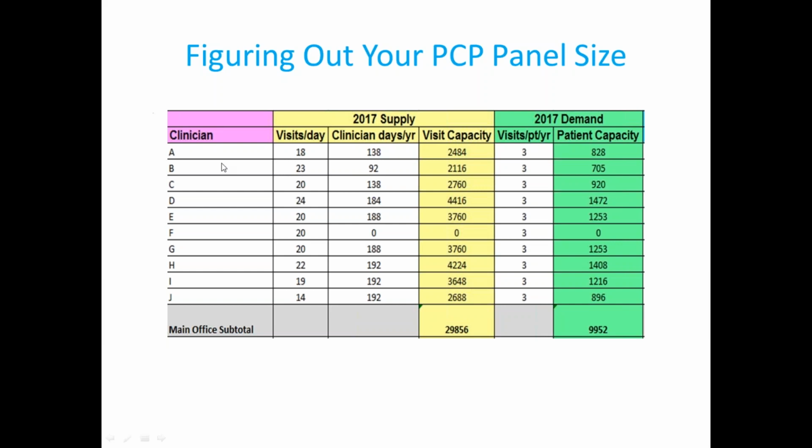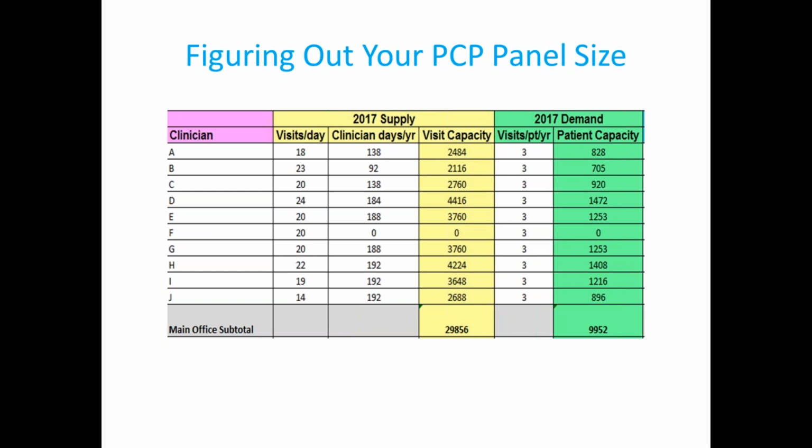For instance, Dr. A here with 18 average visits per day and 138 days per year has a capacity of 2,484 visits. But Dr. D, who sees an average of 24 patients a day and works 184 days a year, has a capacity of 4,416 visits. Next, you need to know your patient demand.